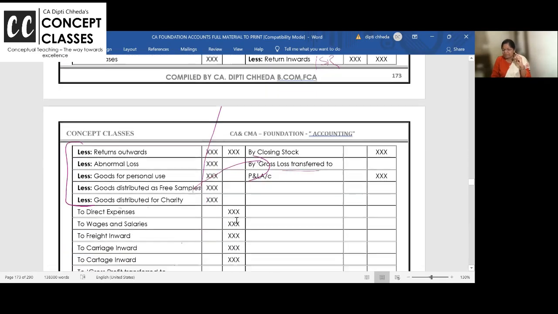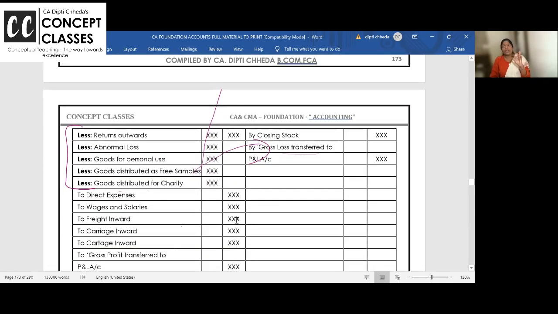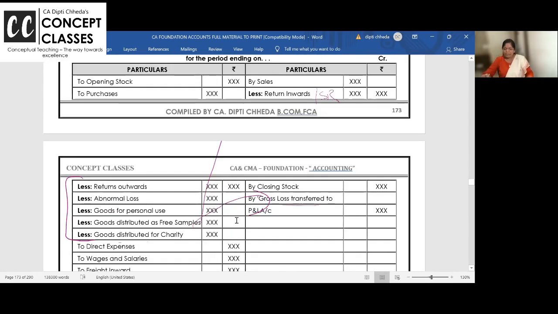I'll make you write some nice booster notes to clarify that when it is given in adjustments, two effects, where to give them, and if it is given in trial balance, one effect, where you should give. I'll make you write this later. Okay. Tell me please, do you have any doubt in the format of trading account? Otherwise, let us start and prepare one trading account.